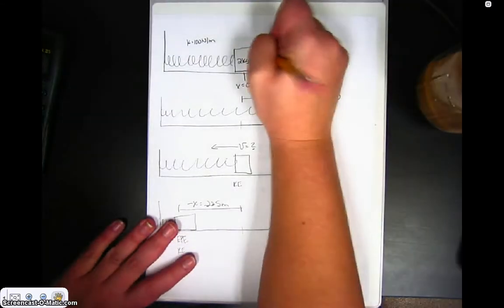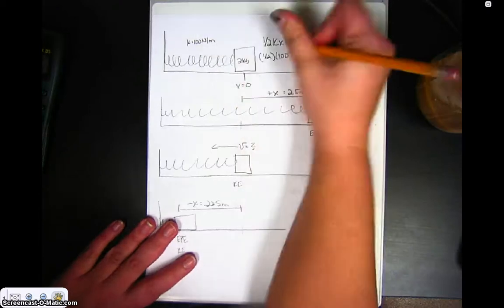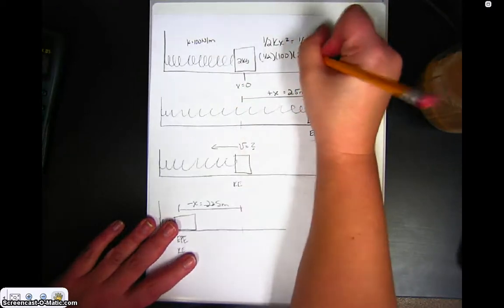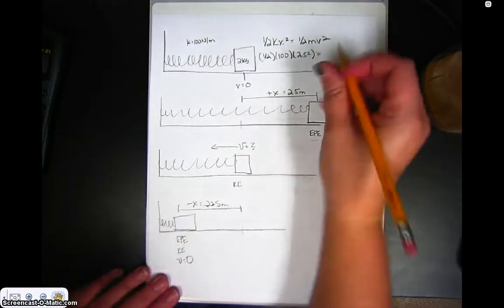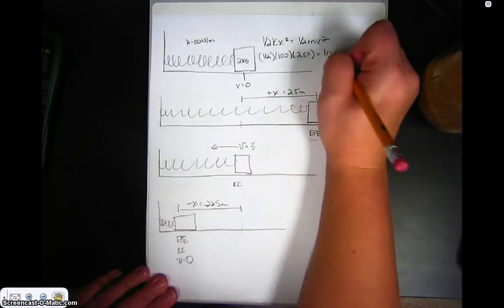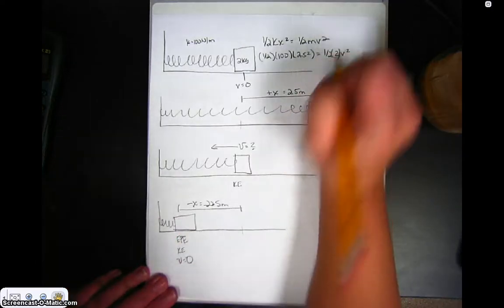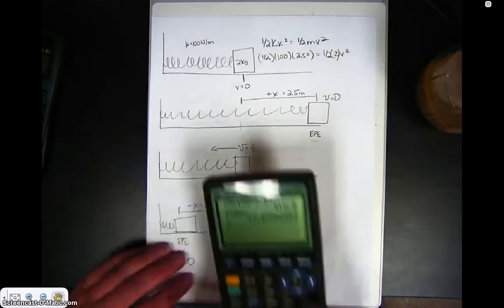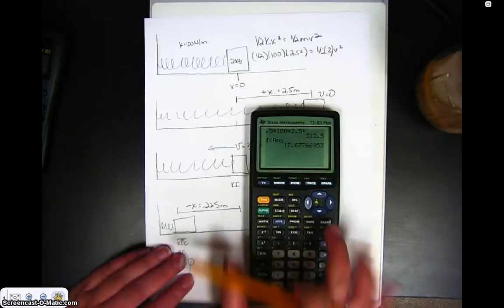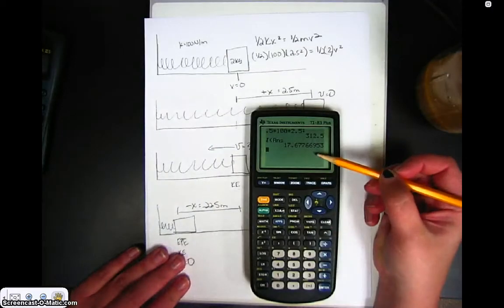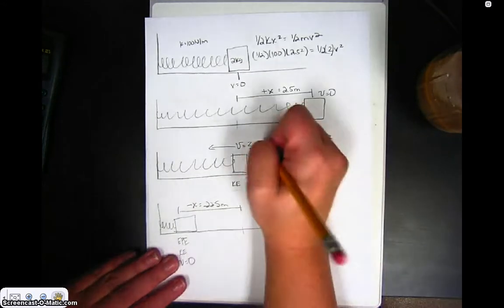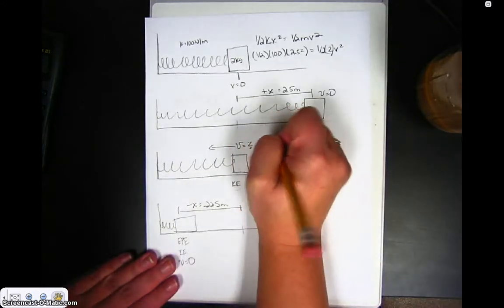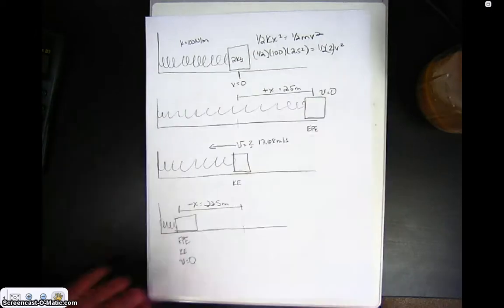So 1/2, the spring constant I said was 100, x is 2.5 squared, that's my displacement from original position, equals 1/2 times 2 times v squared. Right? And if I plug that in, you can see I've done that here already. I get 17.68 meters per second. So at this position, we're going 17.68 meters per second.